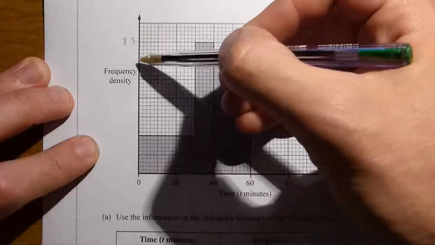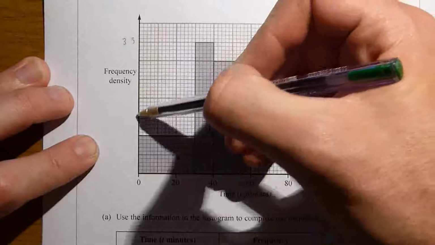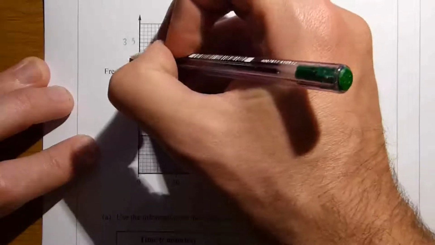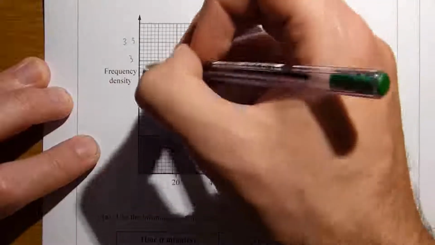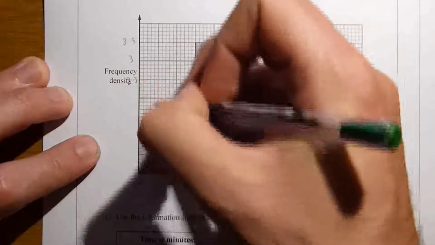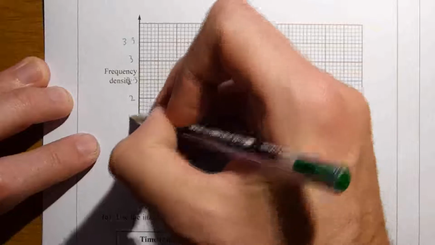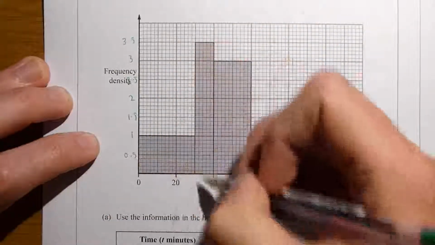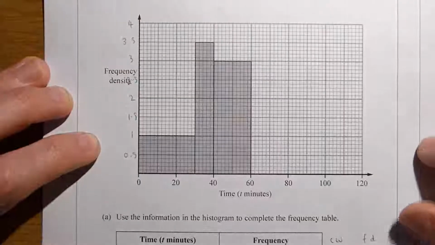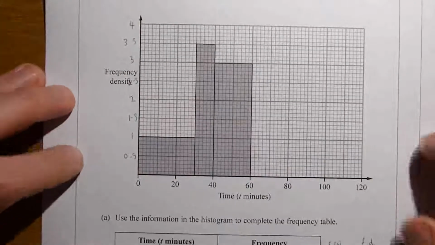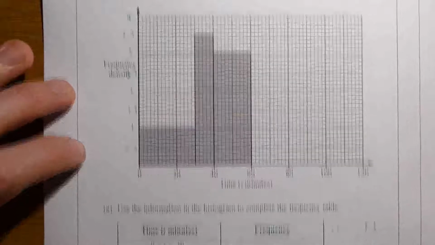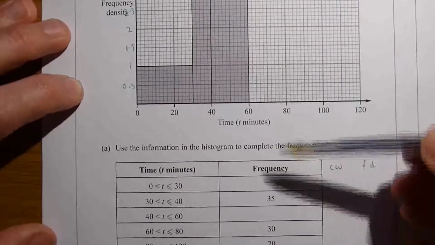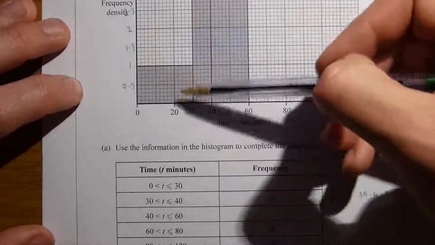Now having a look at the scale here, we've got 4, 5, 6, 7 bars, so I reckon I can split this into 0.5s. So 3.5, 3, 2.5, 2, 1.5, 1, 0.5, and we'll stick in 4 up at the top. Okay, now we should know that from a histogram the frequency is represented from the area of the bar.